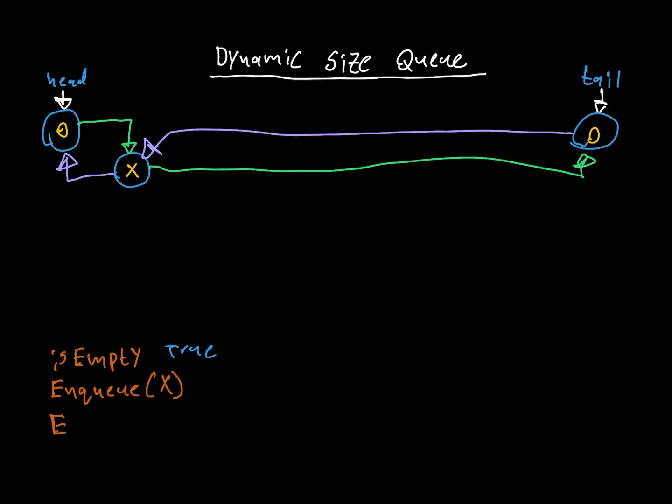We do enqueue Y. We create this new node and set the data to be y. We are going to go to tail, look at previous, see that it's pointing to x, and that's what the previous node is going to be for our new node. Right? The next value for our new node is always going to be tail.